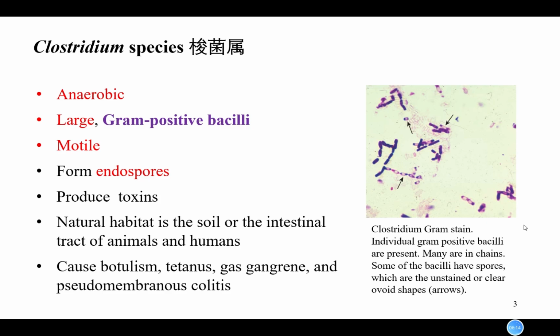They produce toxins. Here the toxin means exotoxin, because they are Gram-positive, so they can only produce exotoxins. The natural habitat is the environment, the soil, or the intestinal tract of animals and humans. And based on the species, it can cause different types of disease, like botulism, tetanus, gas gangrene, and other infections. Okay, the common features.